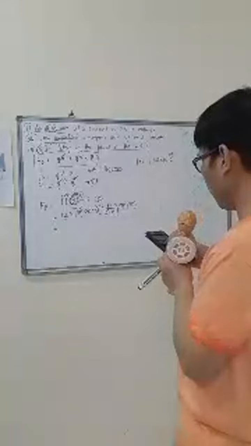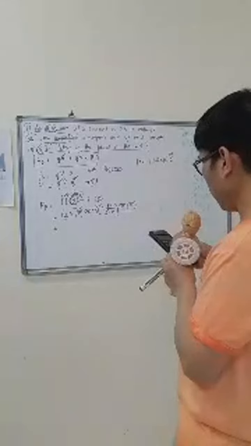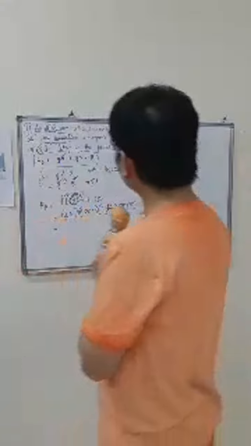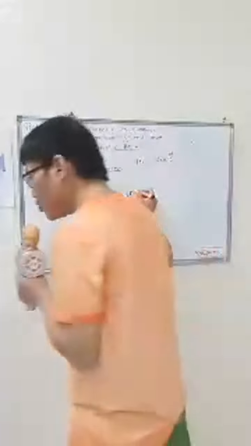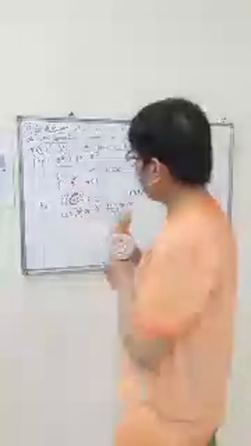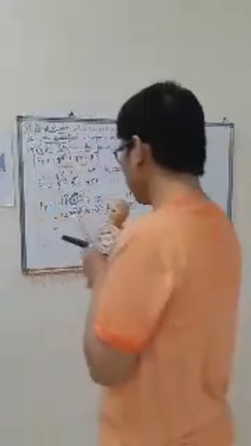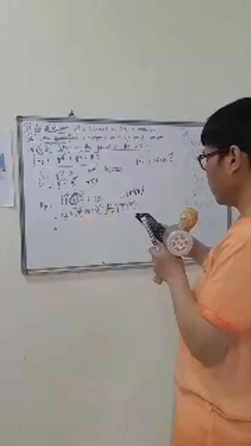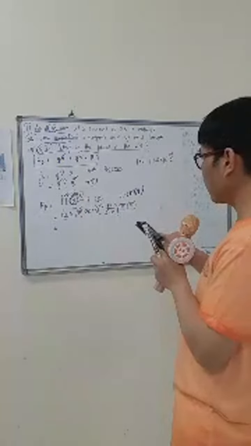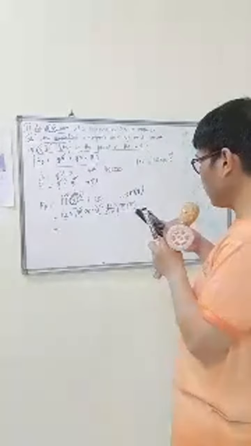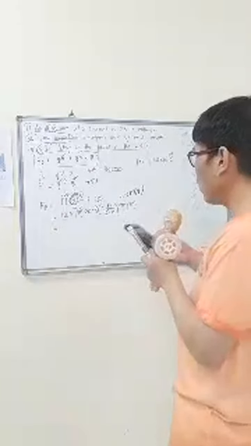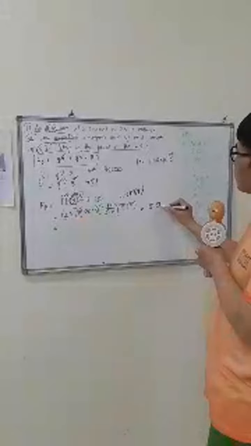Sine of 36 is 0.58778, times 6, times 0.08, times 2, equals 0.564. What is the unit? Since this is a force, this is Newton.